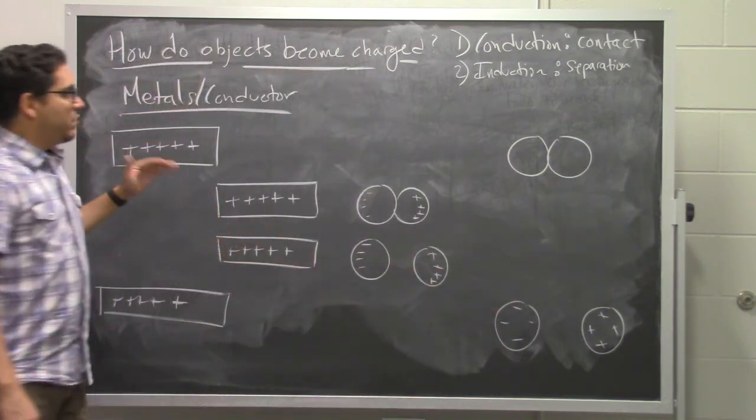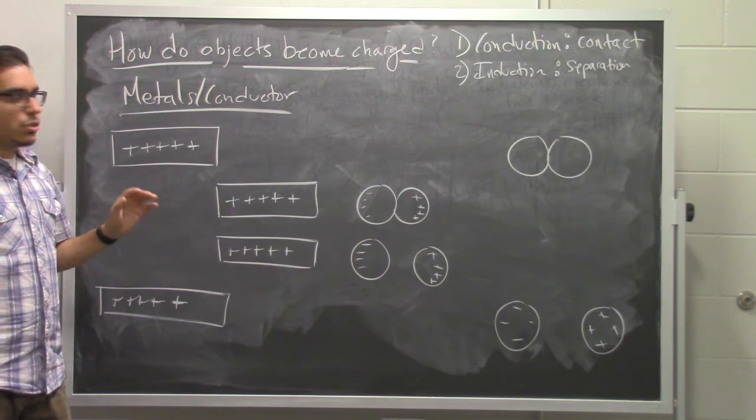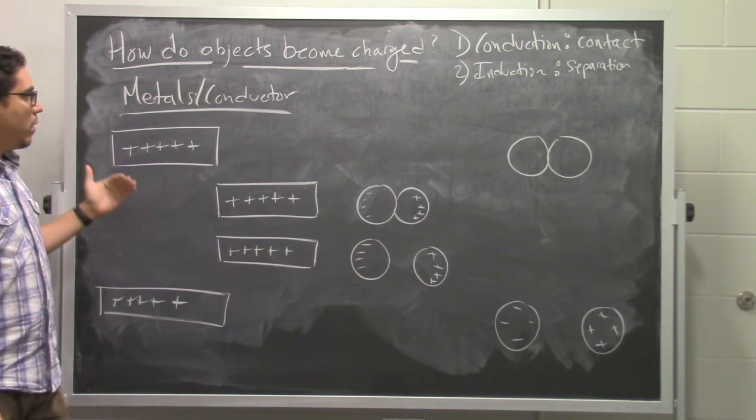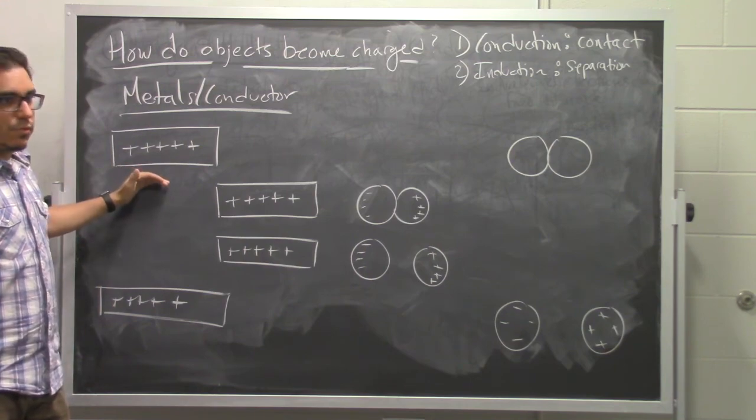So what you've seen here is three different ways in which we can charge objects: two by contact for insulators and conductors, and one which is by induction for conductors.